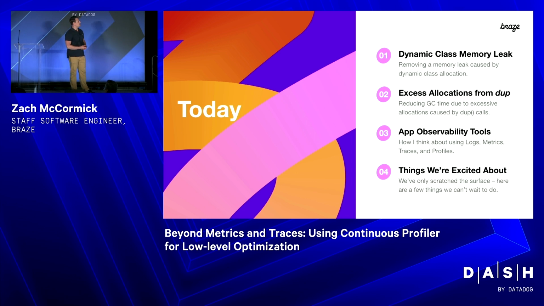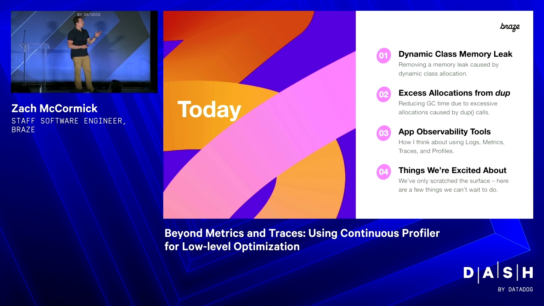So I've got a couple examples. One is a dynamic class memory leak that we'll go over, talk about what the original problem we were facing was and how we ended up figuring out what it even was. We'll talk about excess allocations from the dup method. So in Ruby, that's kind of the shallow clone of an object. So a lot of similar things in other languages.